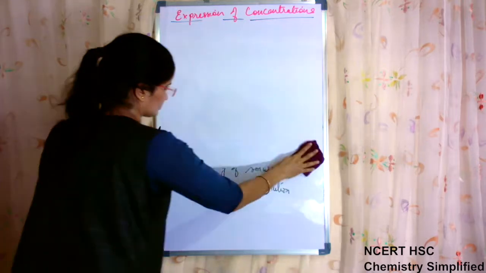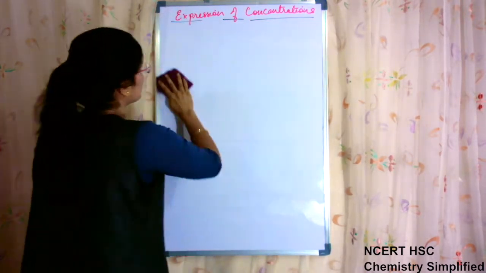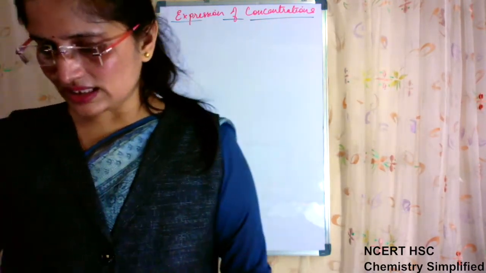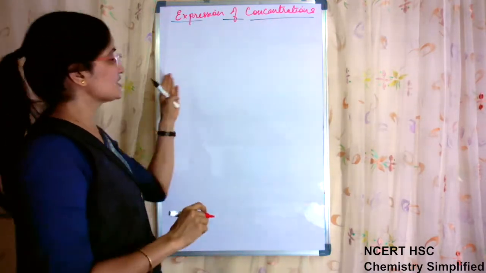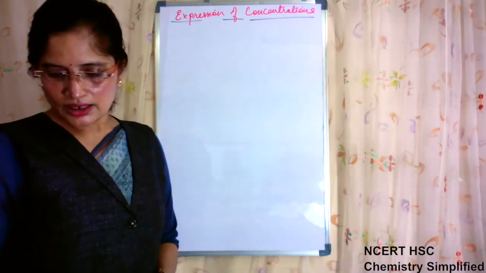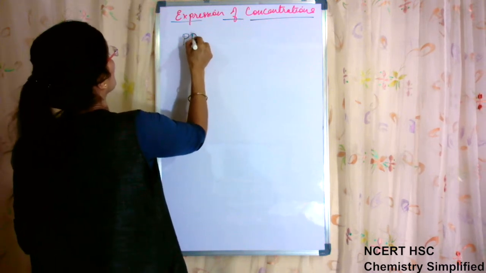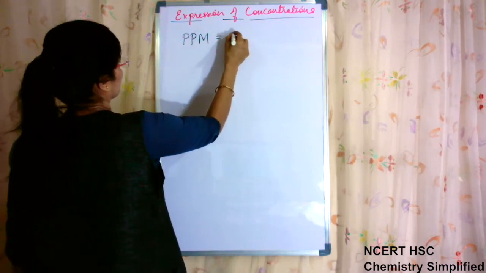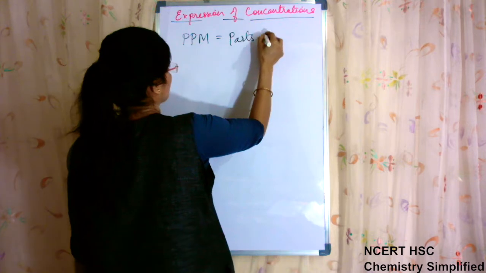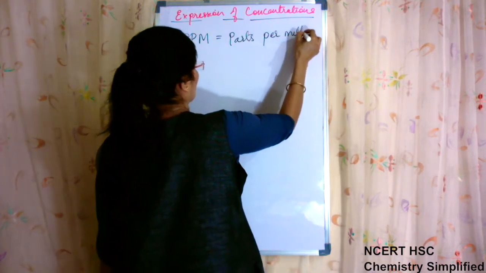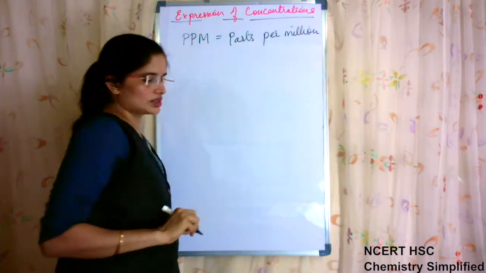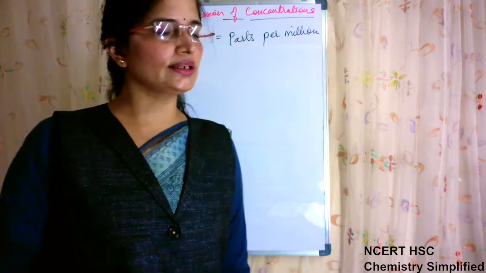Then, as we have discussed mass percent and volume percent, one more way of expressing concentration is ppm, parts per million. Though it is rarely used, we should know it.